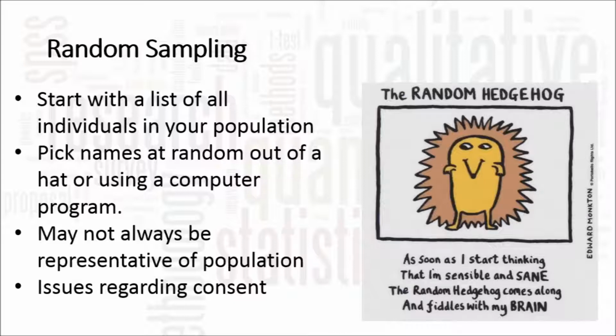Some problems with this is that you may not always get a sample which is representative of the population because it is due to random selection. Also, you may have a sampling bias issue because even though we've picked people at random, some of those people may not choose to consent, and therefore that means the sample won't be representative of the population.